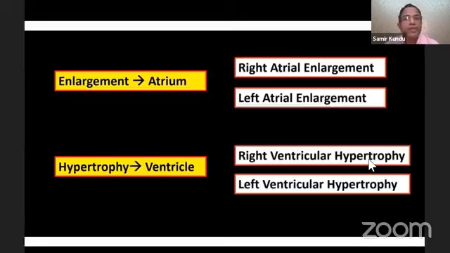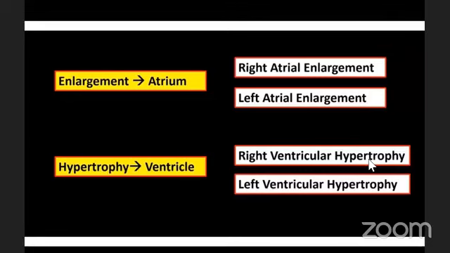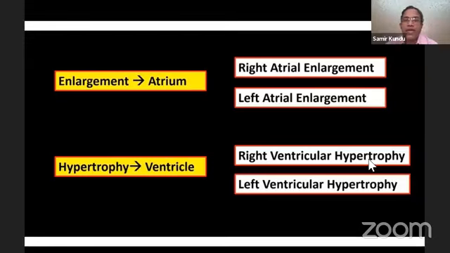The two terms, enlargement and hypertrophy. The term enlargement is used for the atrium. Hypertrophy is the term mainly used for ventricles. There are four chambers in the heart, two atria and two ventricles, so each chamber can be enlarged by disease conditions: right atrial enlargement, left atrial enlargement, right ventricular hypertrophy, and left ventricular hypertrophy.